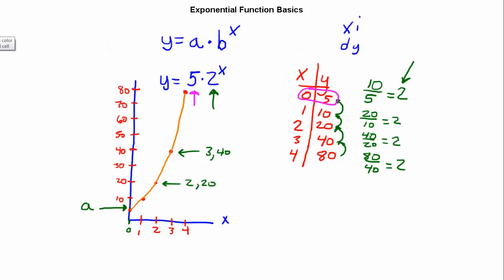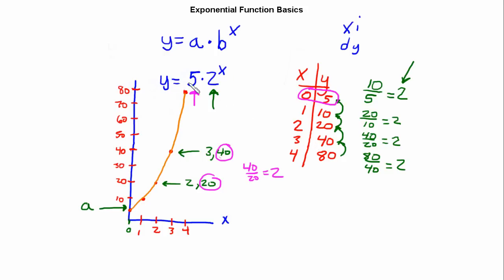We take those y values, this one right here and this one right here. We take one value, which is 40, and the one before it, which is 20, and divide those by each other. So that's 40 divided by 20. That still gives us 2, just like it did over here in the table. So whether you're given a graph or a table, you can always develop your exponential function now. If you're given the equation, then you can build a graph and you can build a table. We will practice several examples like this in class, but these are the basics.